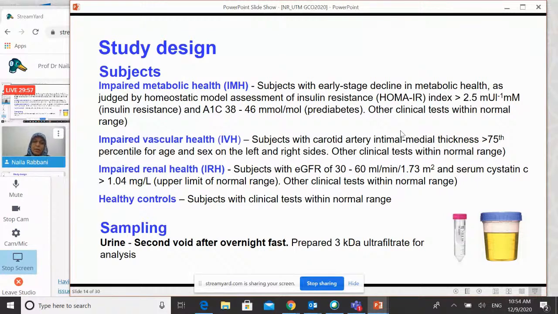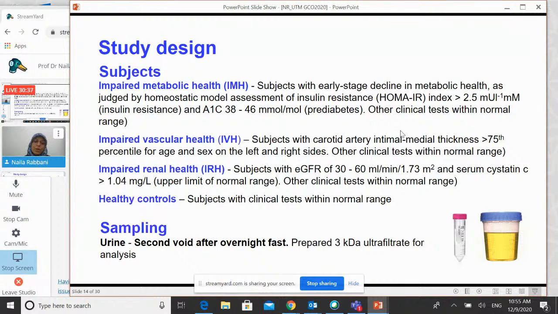For impaired renal health, subjects with eGFR of 30 to 60 ml per minute per meter square, and serum cystatin C greater than 1.04 milligram per liter. So this is the upper limit of normal range. So these people were healthy, but they have just a touch of a condition, where certain metabolic, vascular, and renal health was impaired slightly. And of course, healthy control. So we recruited subjects with clinical tests all within normal range.